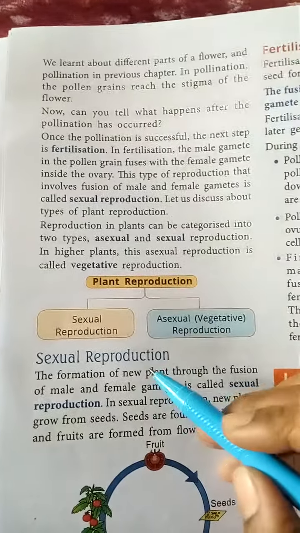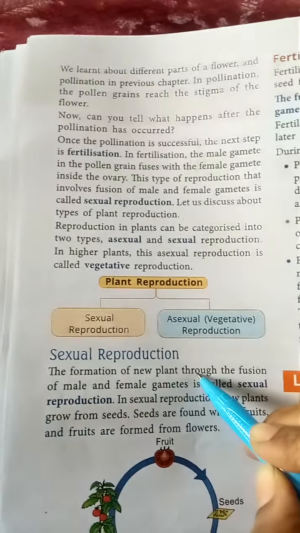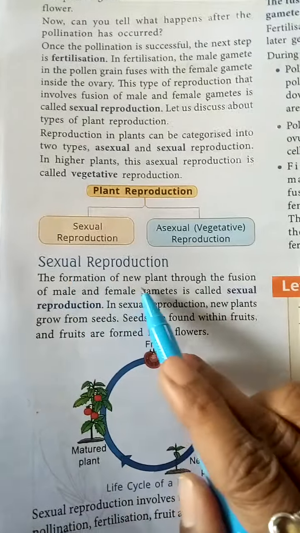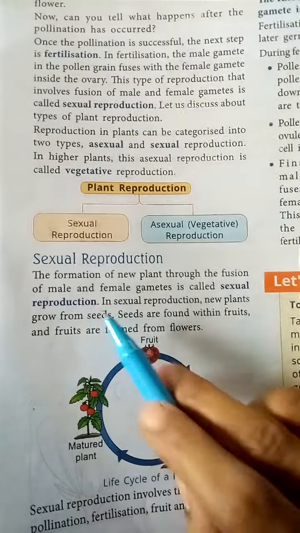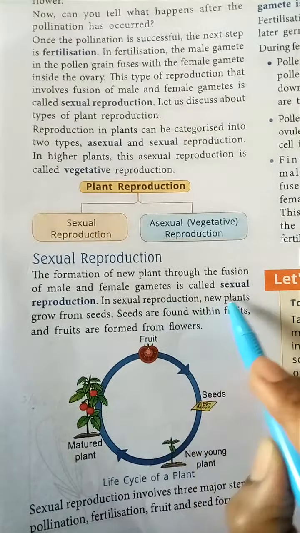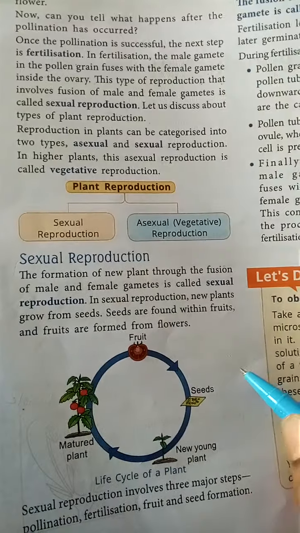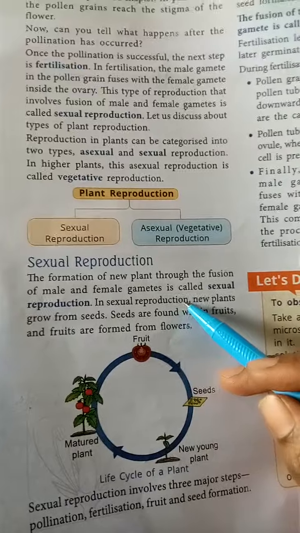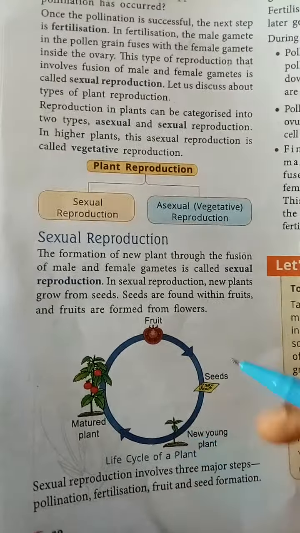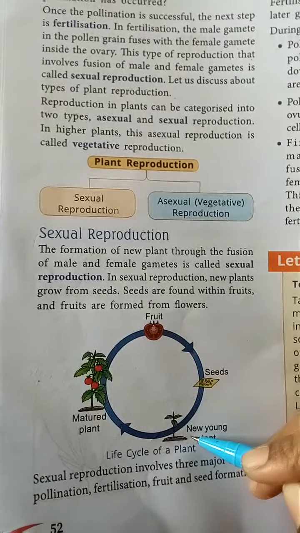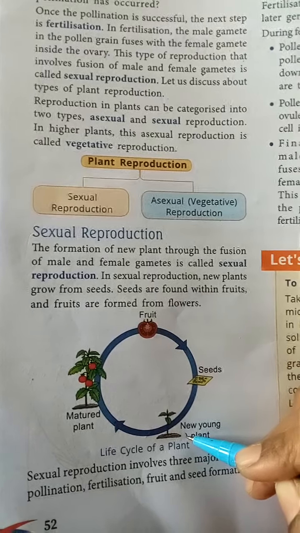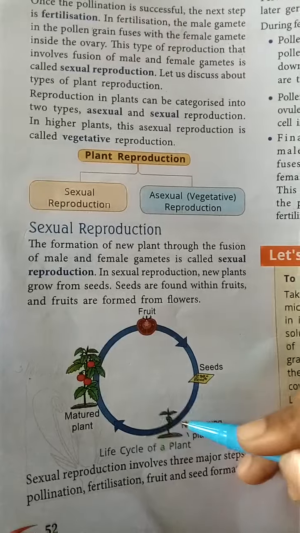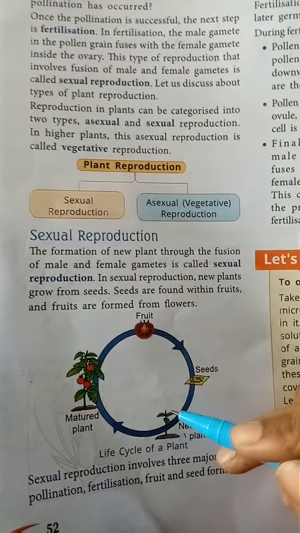Now first of all we study sexual reproduction. See, the formation of a new plant through the fusion of male and female gametes is called sexual reproduction. Formation of a new plant through the fusion of male and female gametes means that a new young plant is formed or produced by the fusion of male and female gametes.